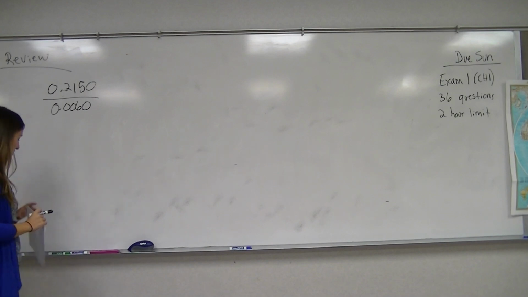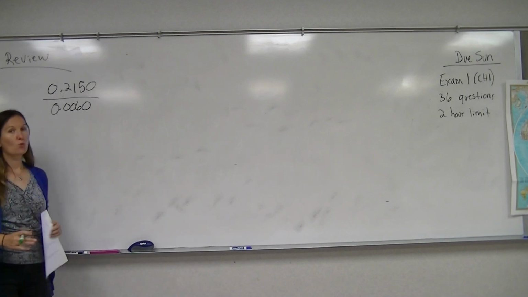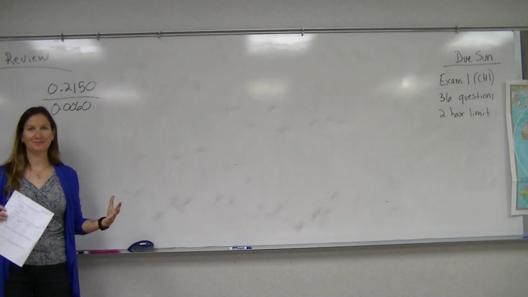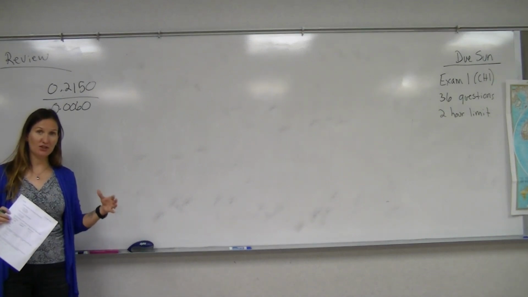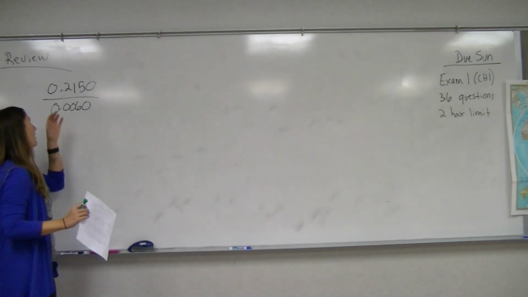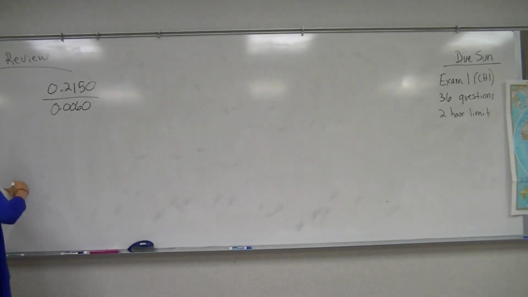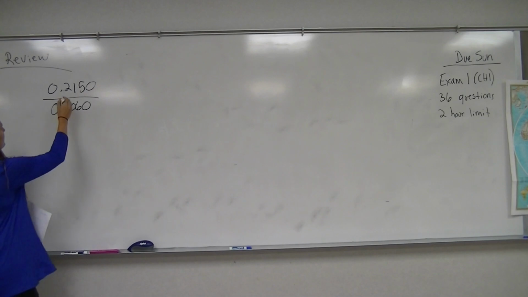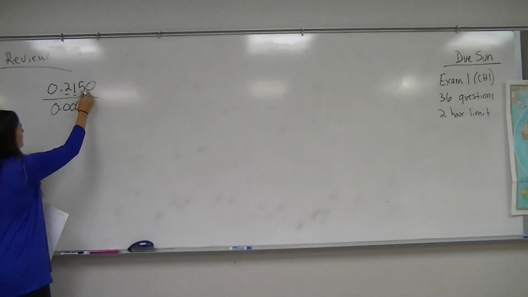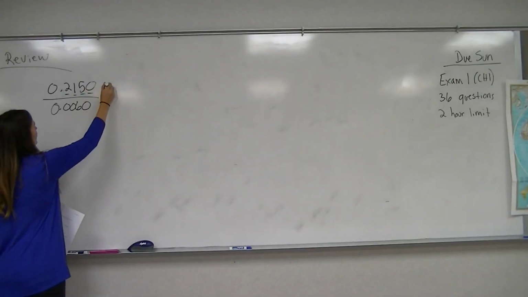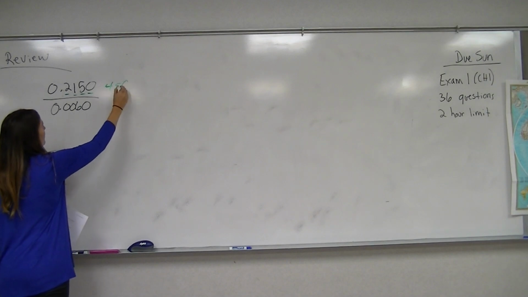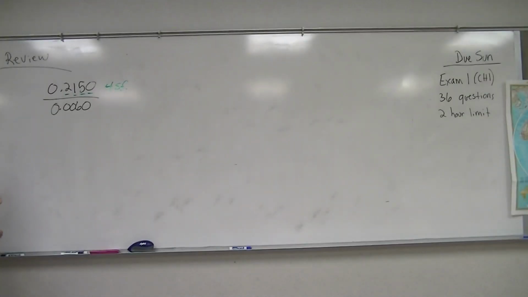And with multiplication and division, we count sig figs as a whole. Right? Addition and subtraction, decimal places. Multiplication and division, sig figs as a whole. So let's go ahead and count. Top number, 1, 2, 3, does that 0 count? It does because of the decimal, and we already started counting.